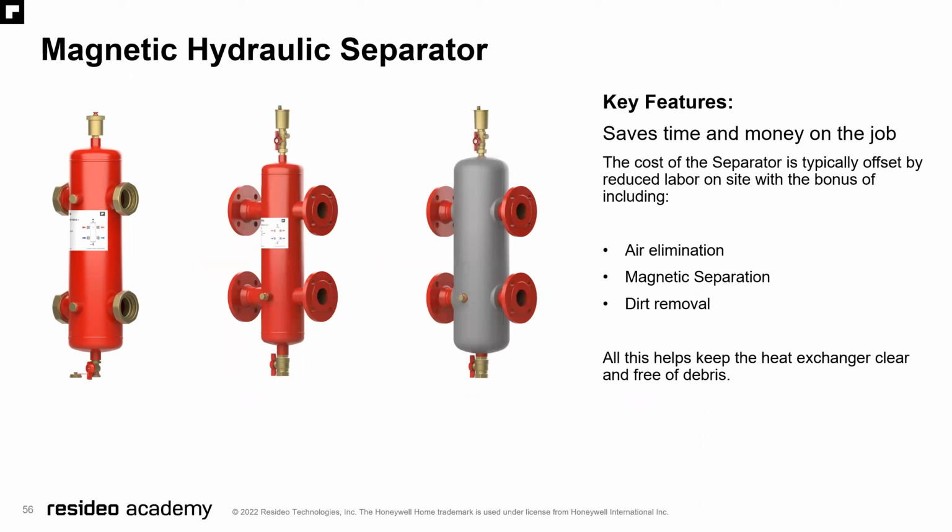The key feature of the magnetic hydraulic separator is it saves time and money on the job. The cost of the separator is typically offset by the reduced labor on site, with the bonus of including air elimination, magnetic separation, and dirt removal. All of this helps keep the heat exchanger clear and free of debris.